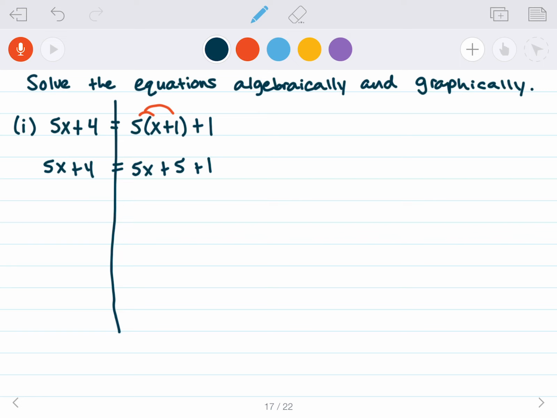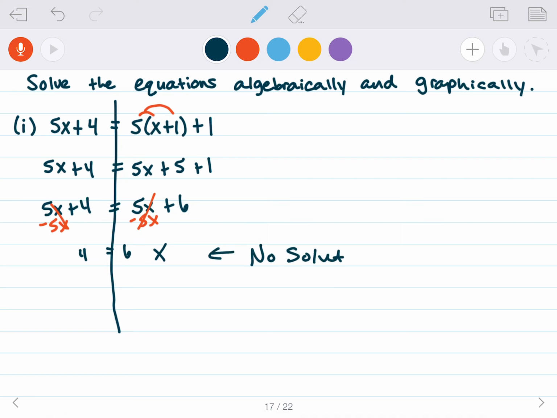So on the right side, I can combine like terms before I start moving things. 1 and 5 make 6, so this is 5x plus 6. And now I can subtract 5x from both sides, which cancels out on both sides, and I'm left with 4 equals 6. This is an untrue equation, so this tells me algebraically that there is no solution here. They are never going to cross.